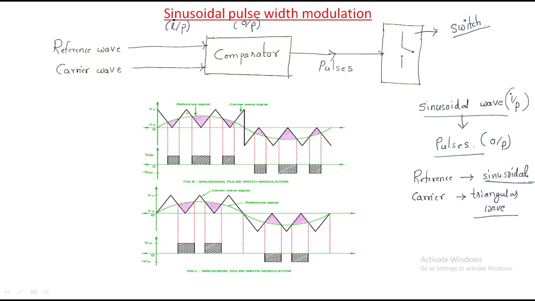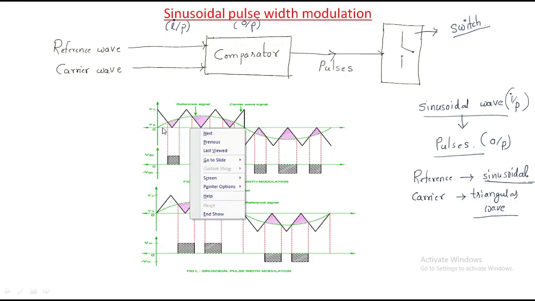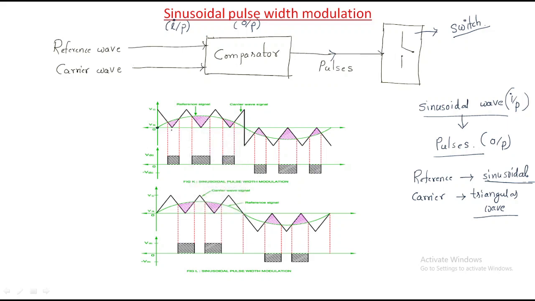So you will observe here. Just look at here. This is the sinusoidal waveform, starting from here and ending from here. This is the sinusoidal waveform. This is the positive side. So this is the reference signal. And we have to use the carrier wave, which is the triangular wave. Look at this. This is the triangular wave.